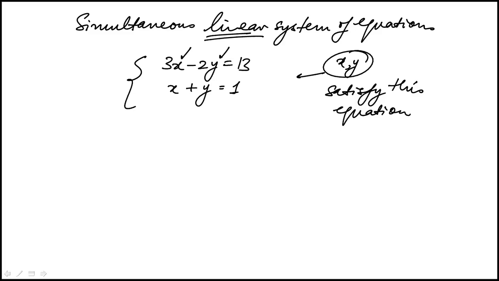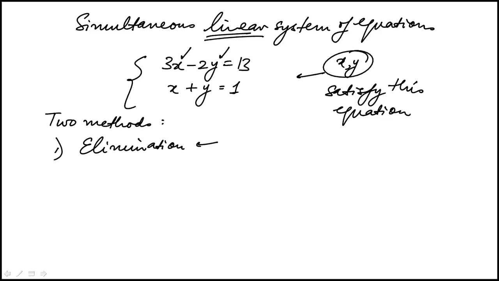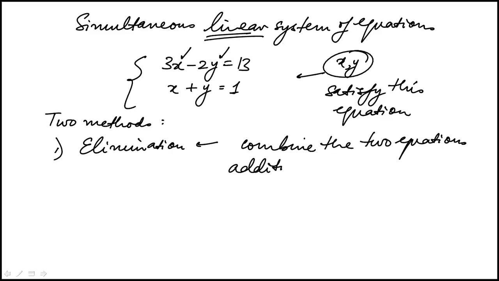And there are two methods to solve these. One is called elimination, and you can choose to do it either way. And the approach here is to combine the two equations. Somehow you might have to either multiply, divide one of these two equations, but you're combining these two equations by either addition or subtraction.